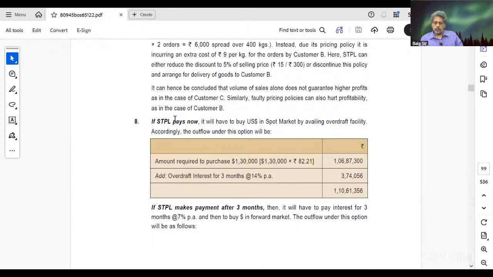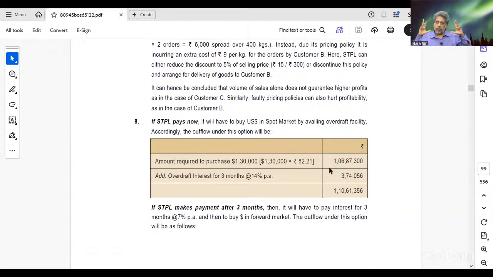Yes, sir. If STPL pays now, it will have to buy US dollar in spot market by availing overdraft facility. Accordingly, the outflow under this option will be particular amount. Particulars and amount. Now tell me $130,000 in case you want to buy, it will cost you how many rupees? Because you want to buy the dollars for payment, right? So $130,000 into rupees 82 point. Yes, sir. Read 82.21.